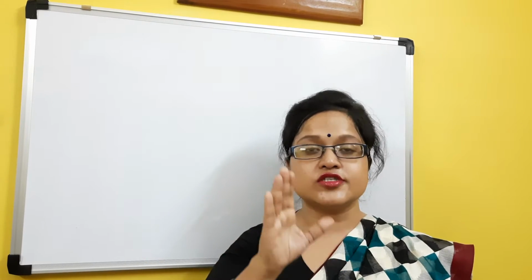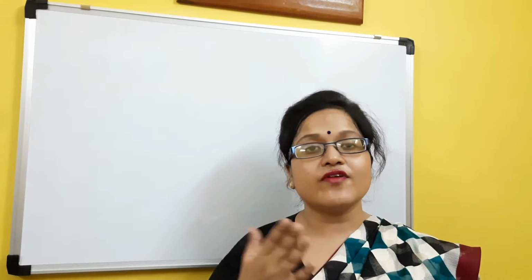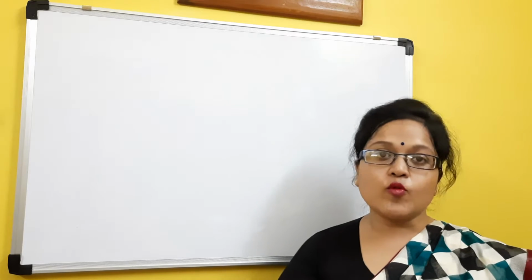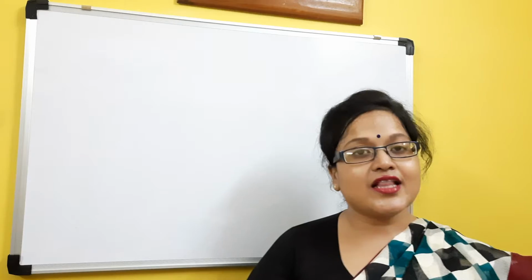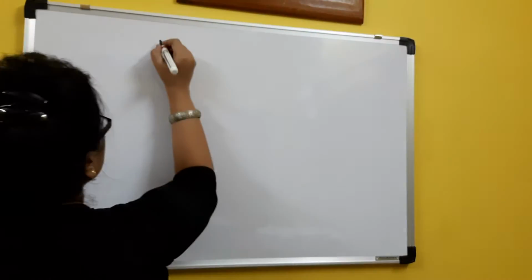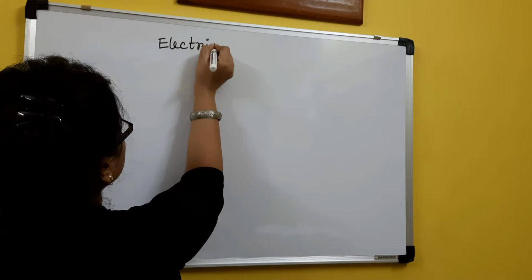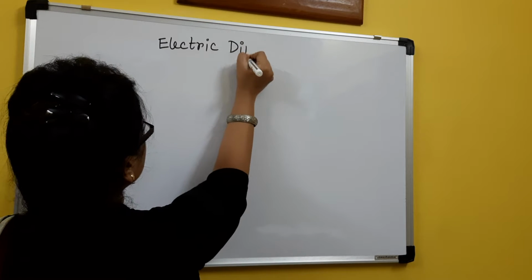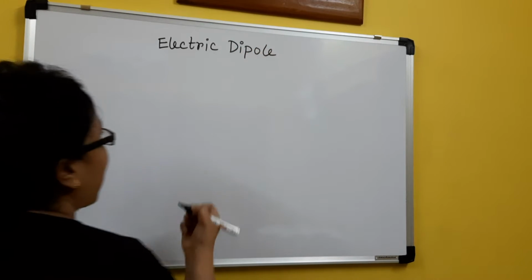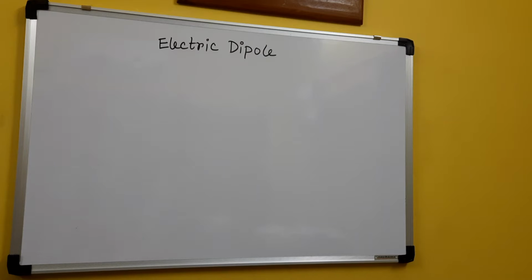We know if there is a continuous charge distribution, then the summation of all the forces or electric field will be converted to integration. Today I am going for the next part of the discussion, electric field and potential of what is called an electric dipole. As the name suggests, it is electric dipole, meaning there are two poles.